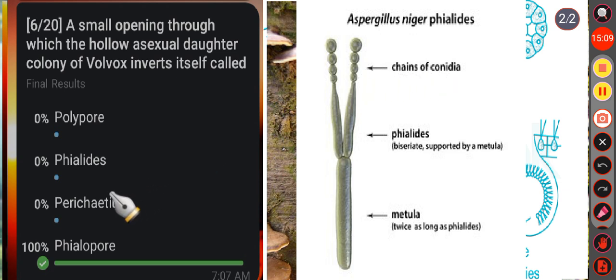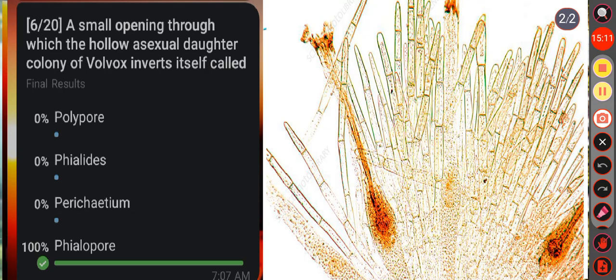Then in option C, that is pericytium. Pericytium is an enveloping sheath in bryophytes. The main function is to provide protection against drought to the young sporophyte. So, pericytium essentially acts as a protective cup-like structure around the archegonia. But here, a small opening through which the hollow asexual daughter colony of Volvox inverts itself is called phylopore.